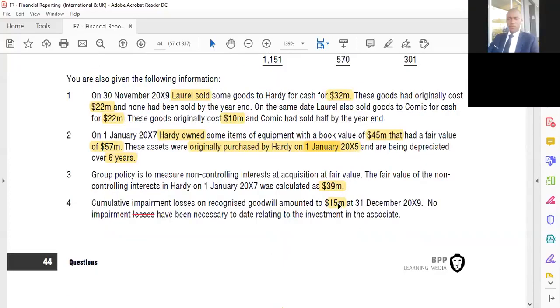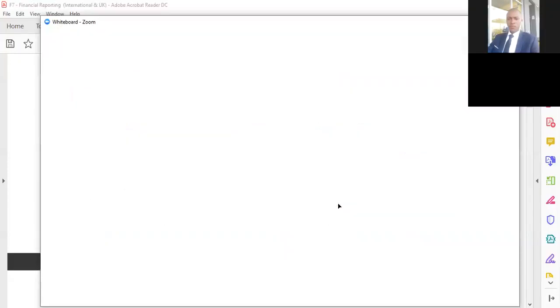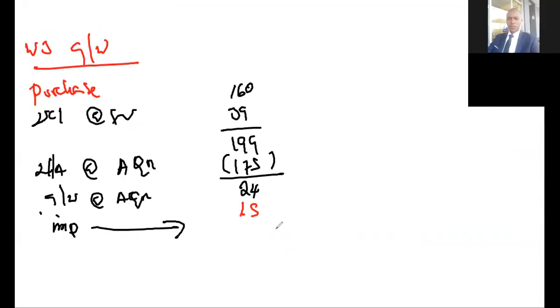So we remove that impairment from our question. Now that 15 is our impairment, so what we do is remove the 15, the goodwill impairment of 15. So now we've got the goodwill at report. What is going to go to the SFP? How much is it? 9. Are you sure? Yes, 9. This goes to the SFP.